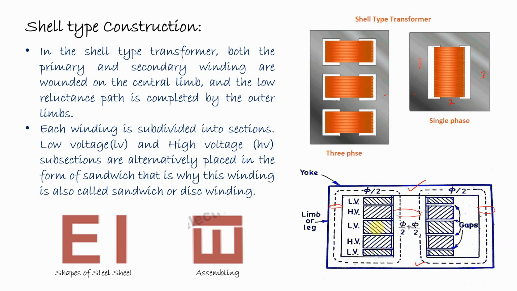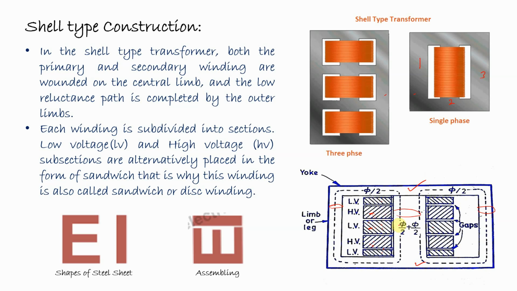Here we can see that each winding, let's say this low voltage winding, is placed between two high voltage windings. It is considered a sandwich winding. Similarly, this high voltage winding is placed between these low voltage windings. So one low voltage winding is sandwiched between two high voltage windings, and similarly, one high voltage winding is sandwiched between two low voltage windings. In this way, the windings in the shell type transformer are constructed.